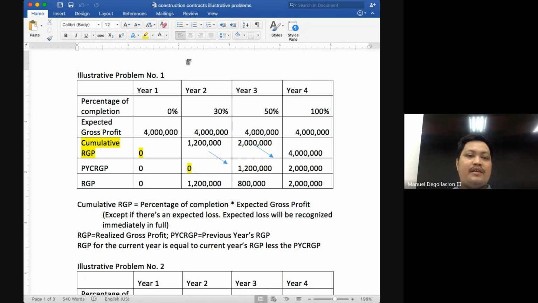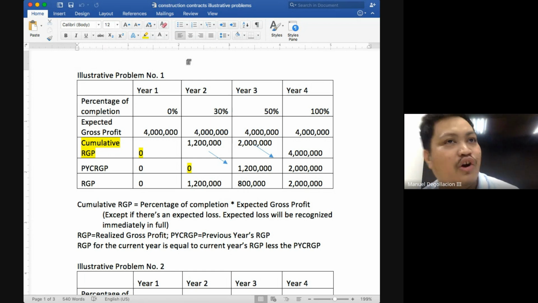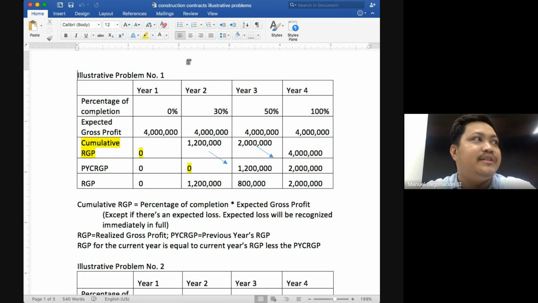Okay? But for us to consistently apply the steps, class, normally the first thing you will have to do is to multiply the percentage of completion and the expected gross profit. And the amount that you would get there, class, is not yet the realized gross profit for the year. The amount that you would get after multiplying the percentage of completion and the expected gross profit would still be the cumulative RGP. What does RGP stand for? It's your realized gross profit. Okay? So once you have the two things we need, the percentage of completion and the expected gross profit, all you have to do is to multiply them. But understand that the amount that you would get there is your cumulative RGP.